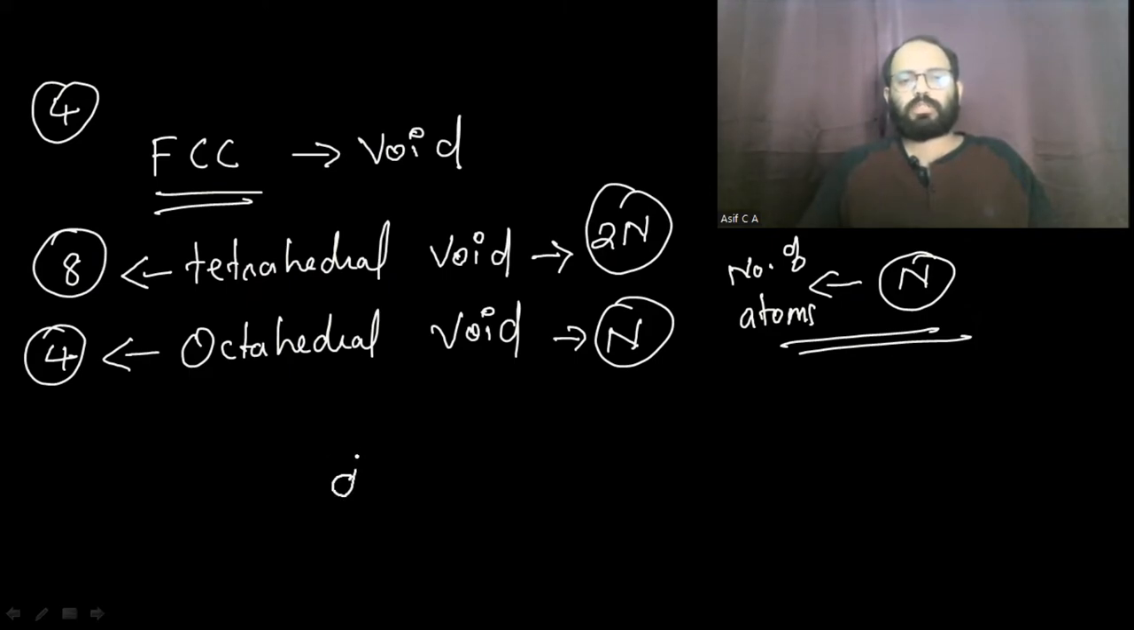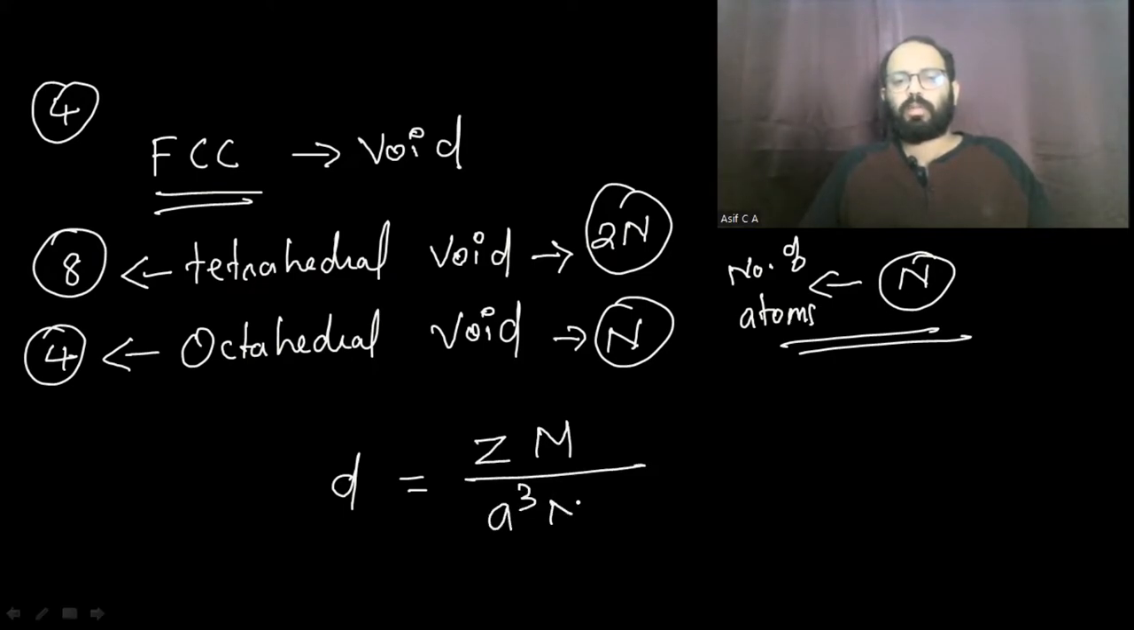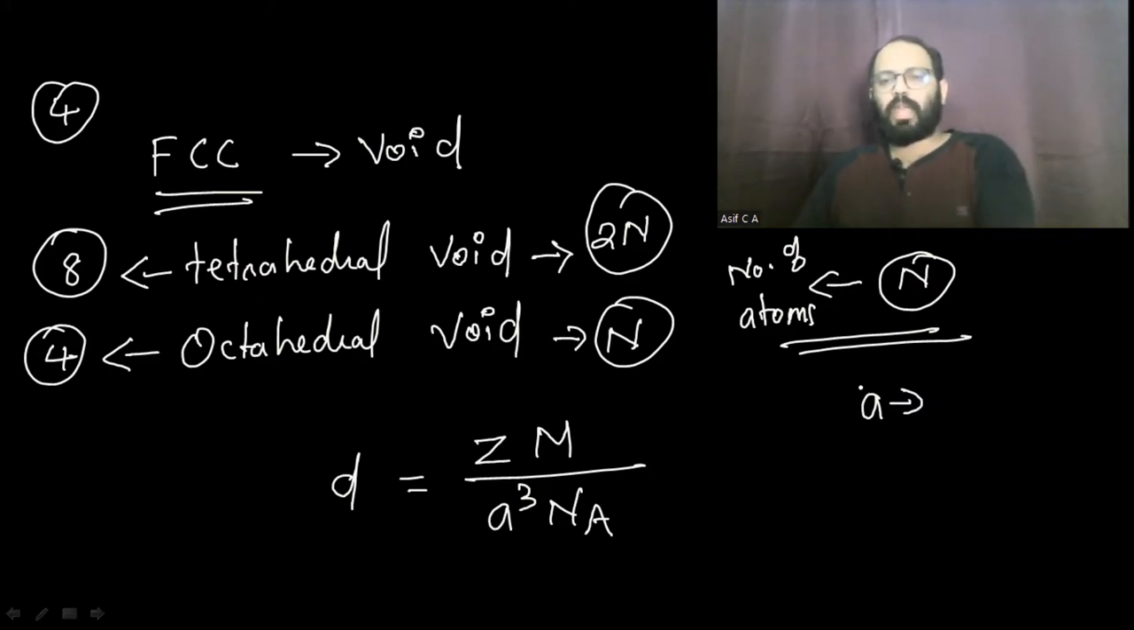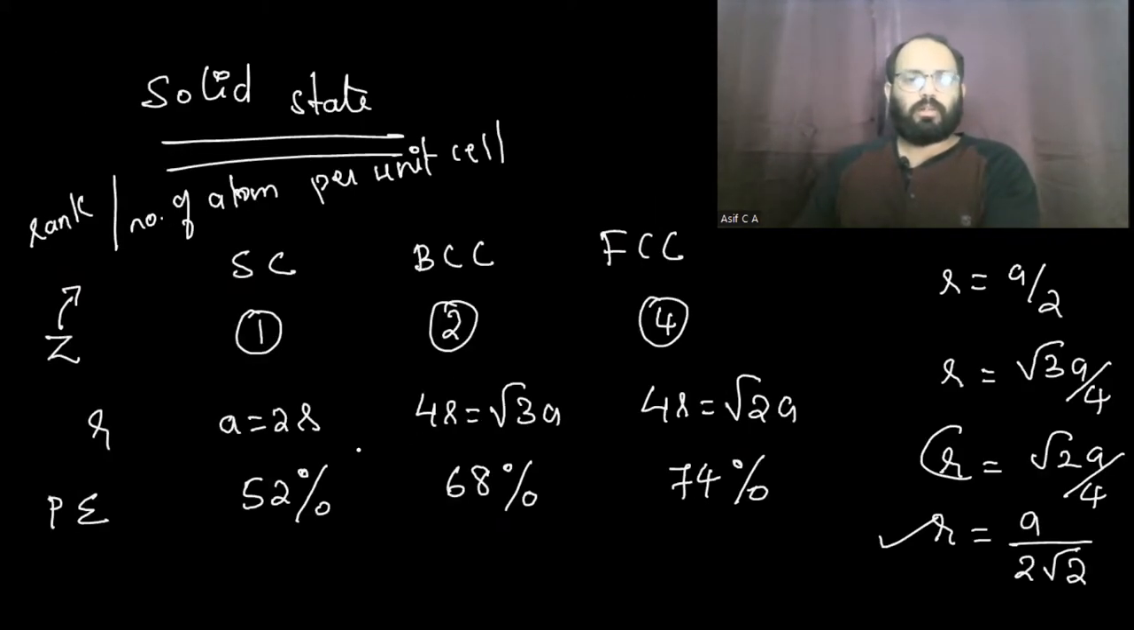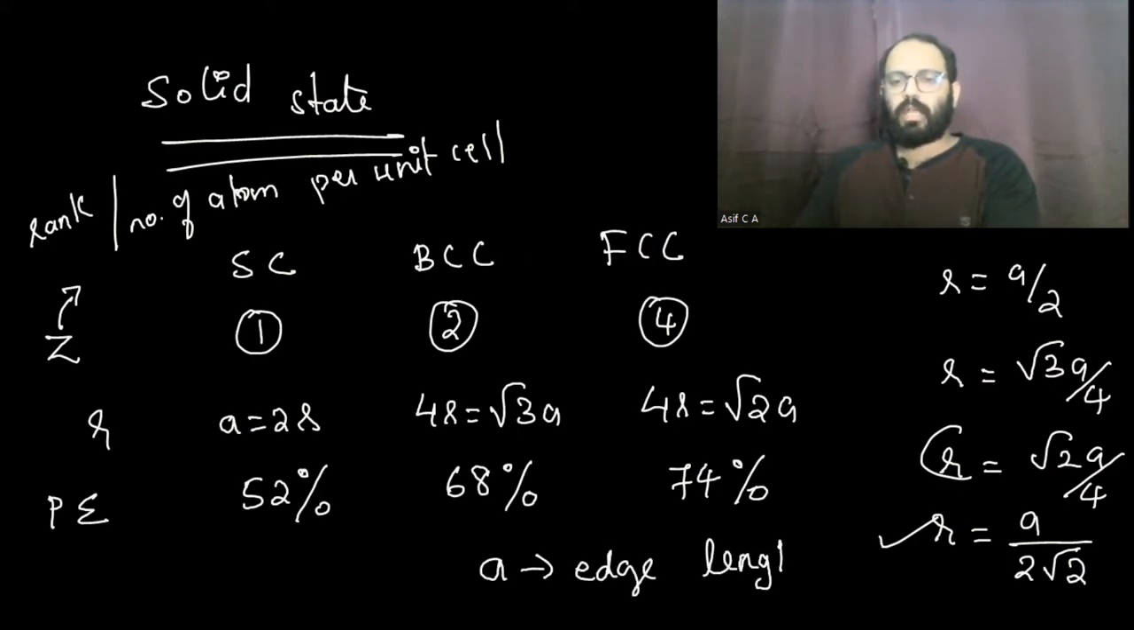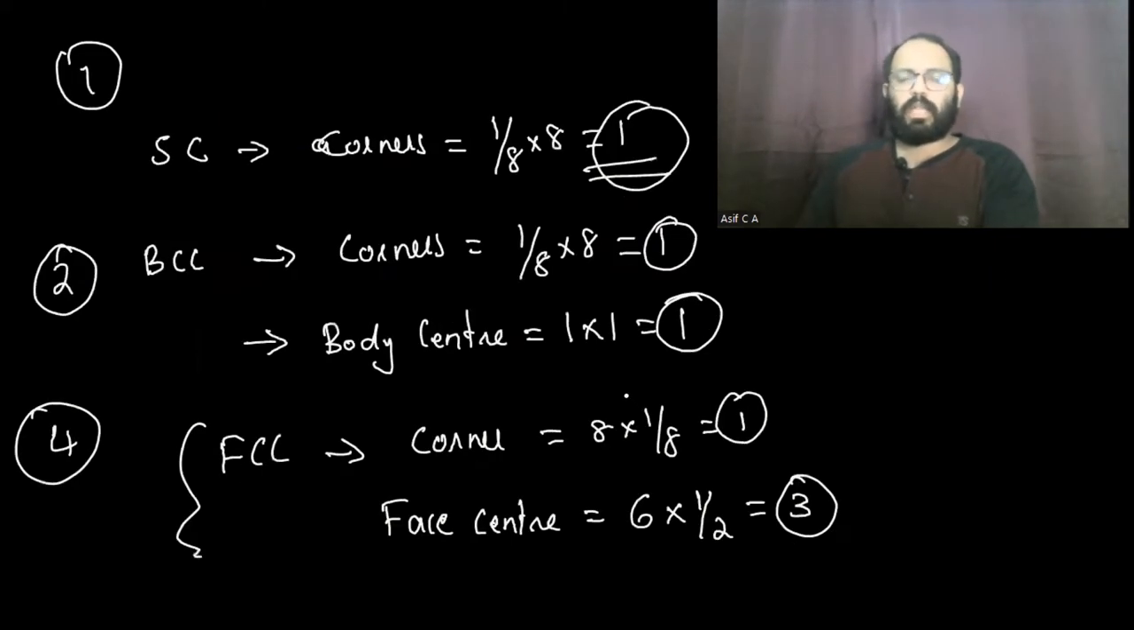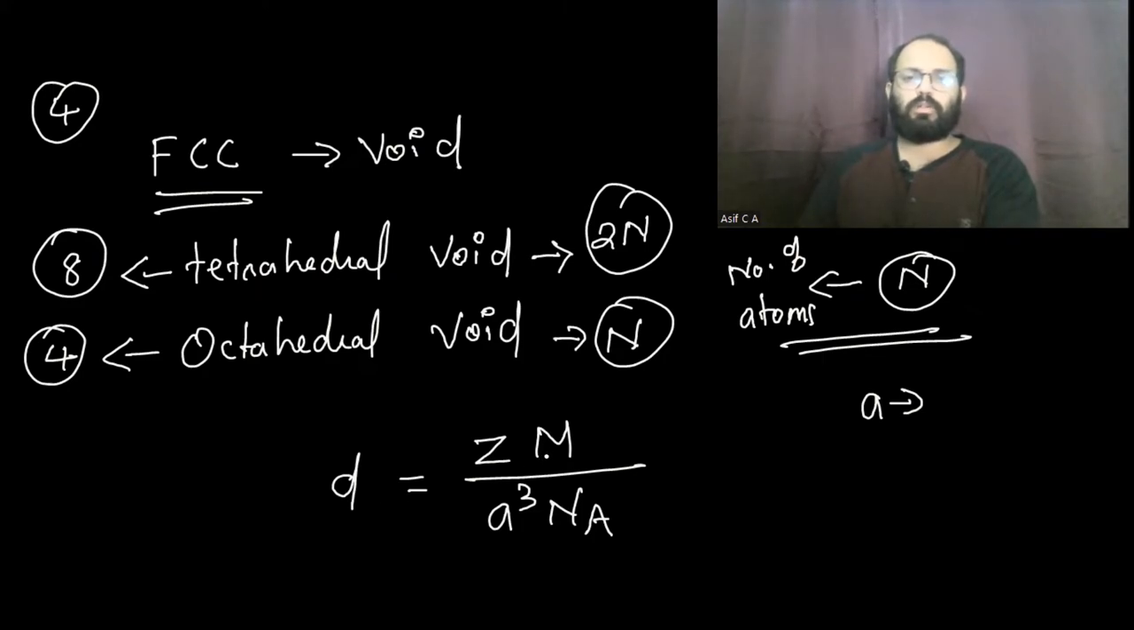Then another important equation is density. The equation to find density: density is equal to Zm/a³Na. What is a? We didn't discuss a in the earlier equations: a is equal to 2r, 4r is equal to root 2 a. Here a is the edge length; in solid state, a is edge length and r, as you all know, is the radius. Just remember. So d is equal to Zm/a³Na, where d is density, Z is rank, m is atomic mass, Na is Avogadro number, and a is edge length. You will be getting the equation right.